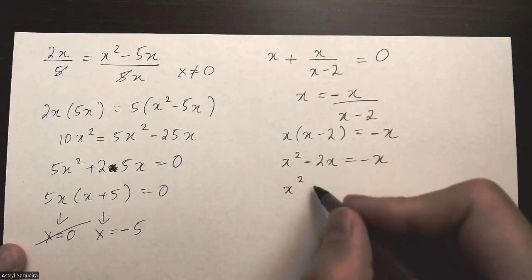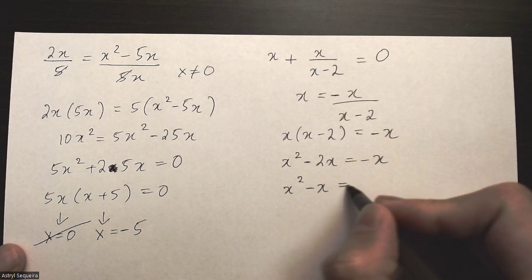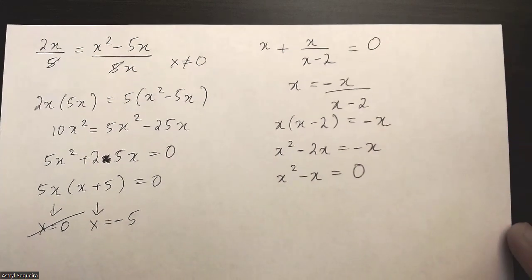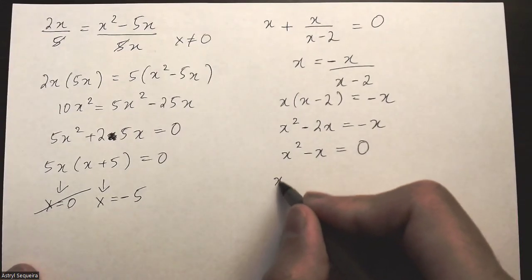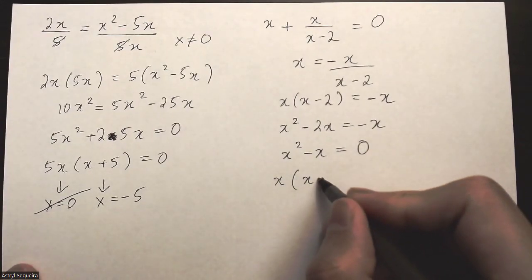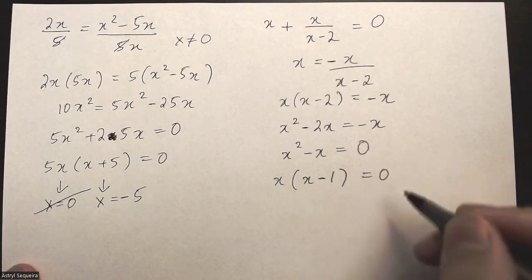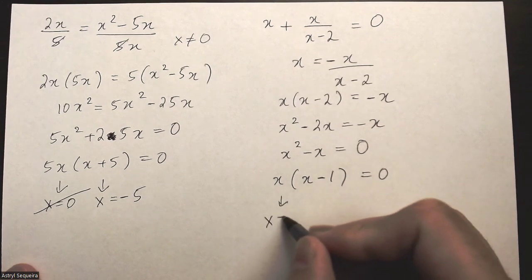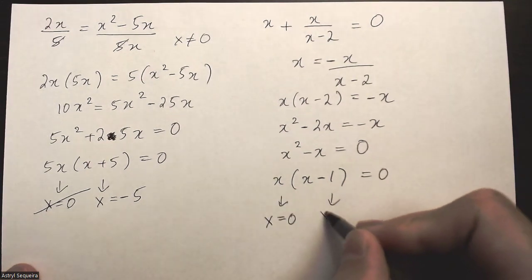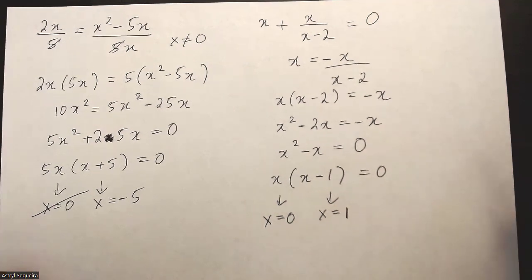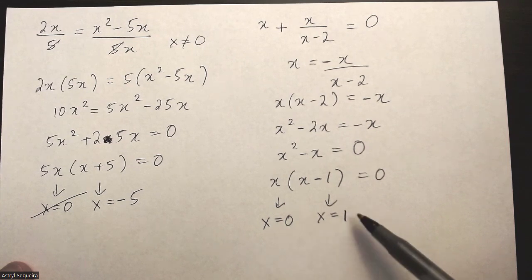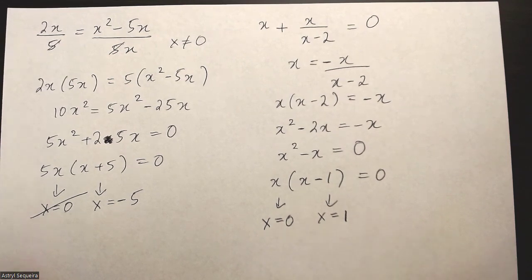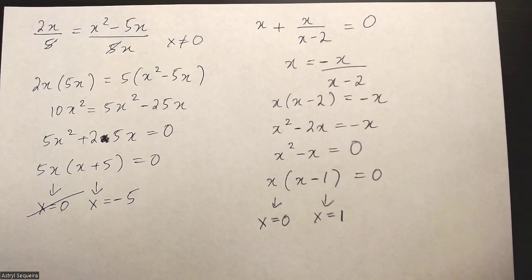So I'm basically adding an x, so it just becomes x squared minus x equals 0. Again, this is a quadratic equation. I want to common factor this one. I can common factor x. I'm left with x minus 1. Now I'll get a solution of x equals 0 and x equals 1. My only restriction in this question is x cannot equal 2. So in this question, both my solutions are good.